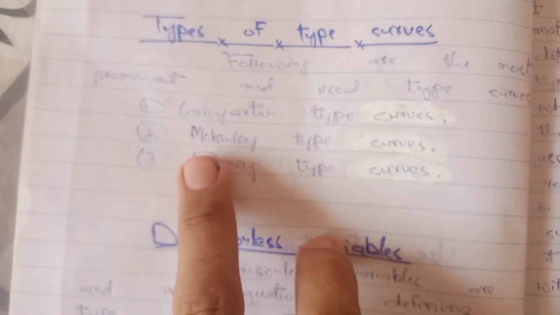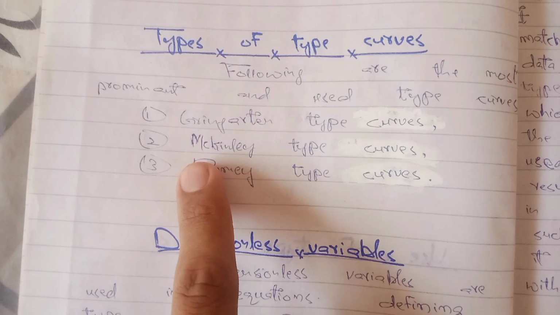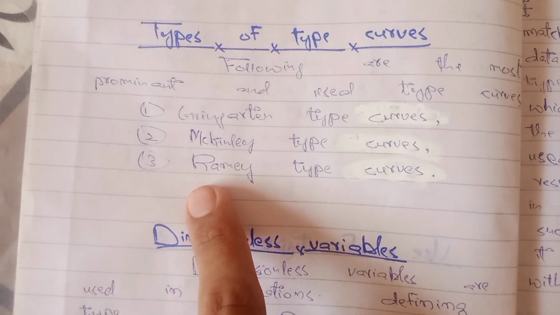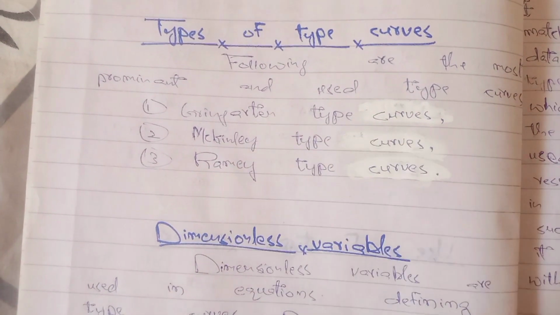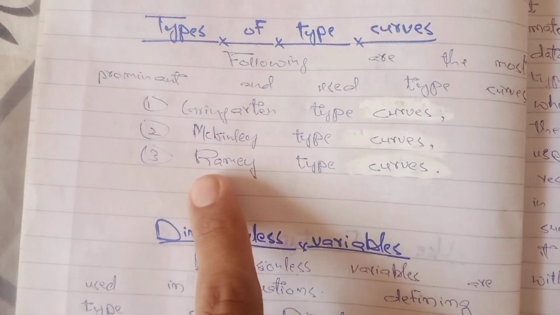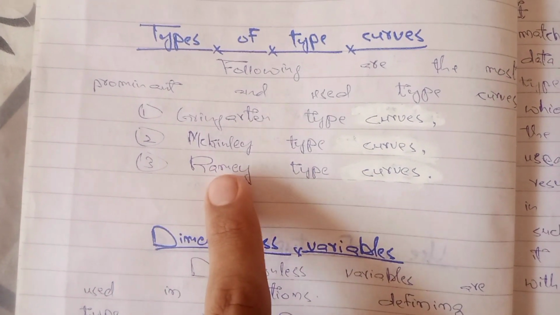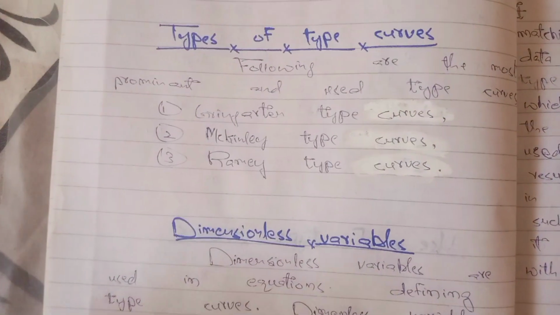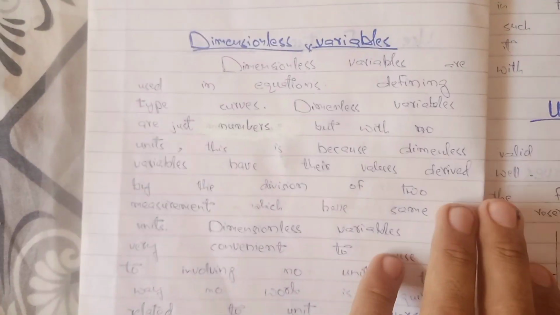And McKinley, I don't know. I have studied what McKinley means, but it's a type of card. Rame comes from Rama. Rama is a god in Hinduism, and Rame was a researcher in petroleum engineering, particularly in well testing, and he developed his curves.